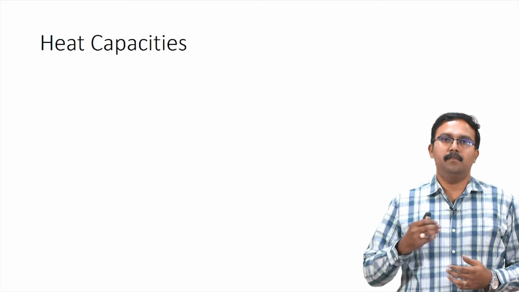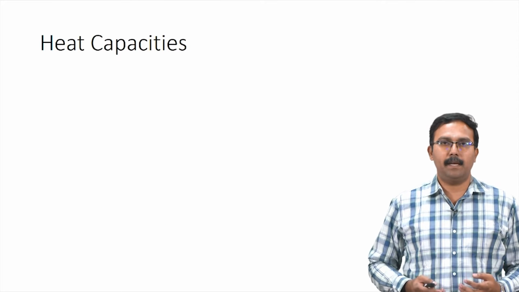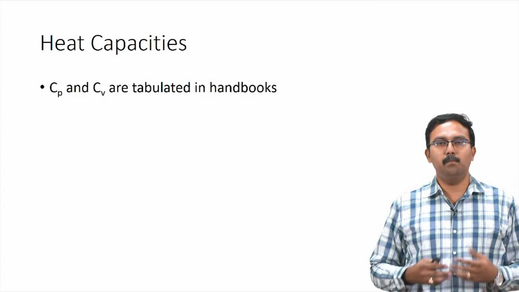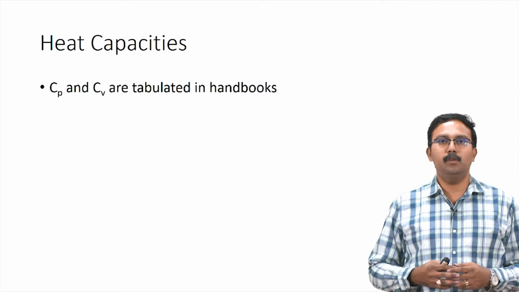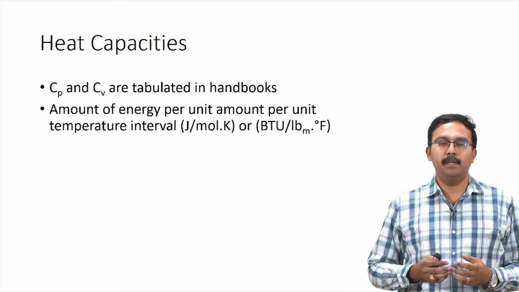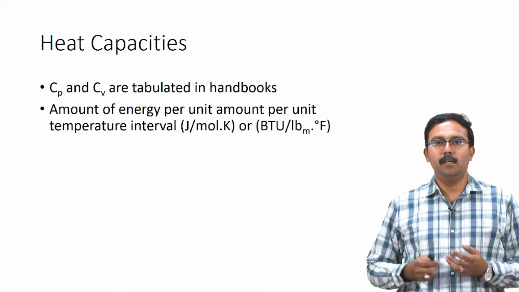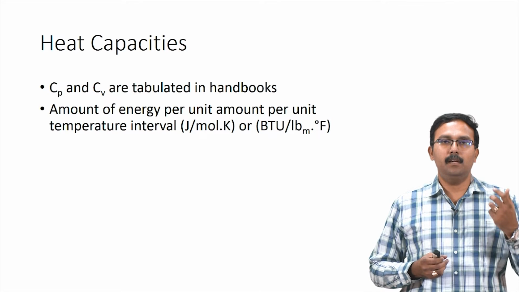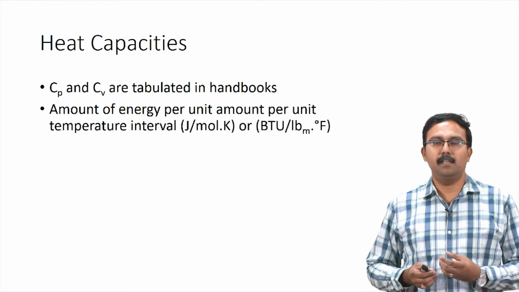To calculate the value for delta H caps and delta U caps, we need to know the heat capacities. These values, which are Cp and Cv, are tabulated in handbooks and textbooks. You would be able to get the different Cp values and Cv values from different sources, and usually it is a polynomial which is written in terms of amount of energy per unit amount per unit temperature interval. So, this would be joules per mole Kelvin or BTU per pound mass degree Fahrenheit.